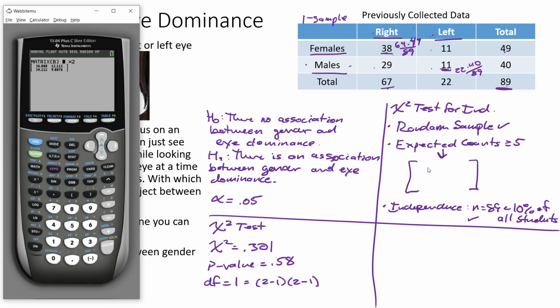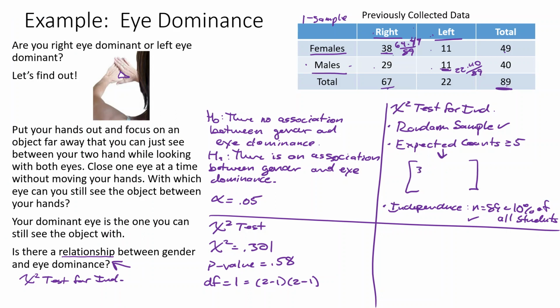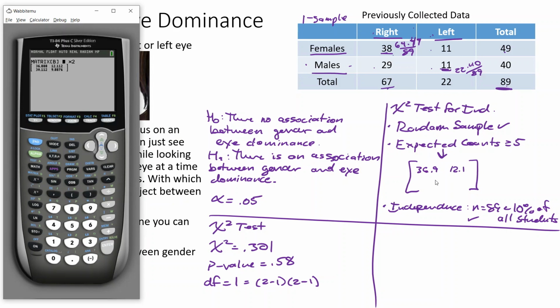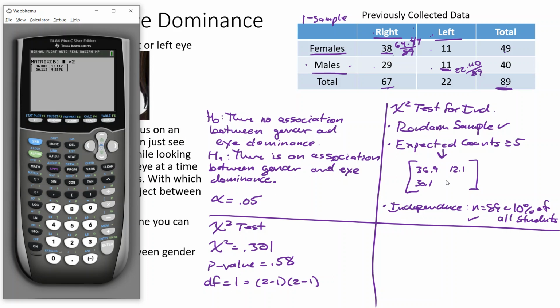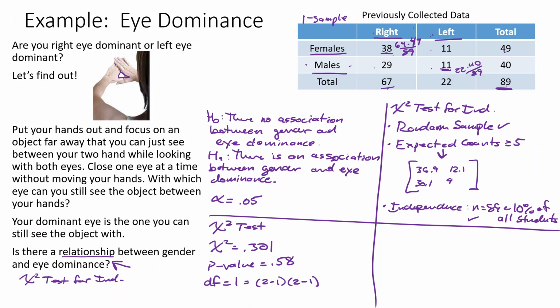So we got 36.9, 12.1, 30.1, and 9.9, I guess that would round to. And all of those are greater than or equal to 5. So now it checks out. So don't forget to go back and do this afterwards. Matrix B. Go back and do that. Put in the expected counts.